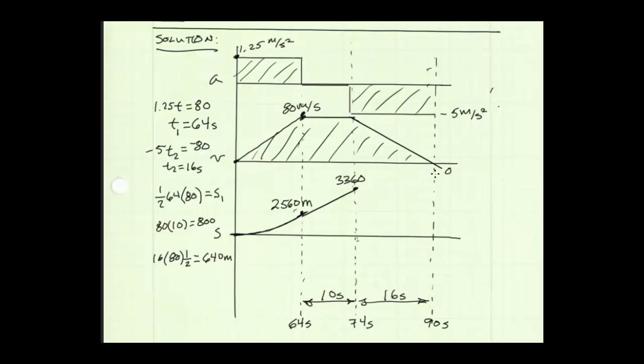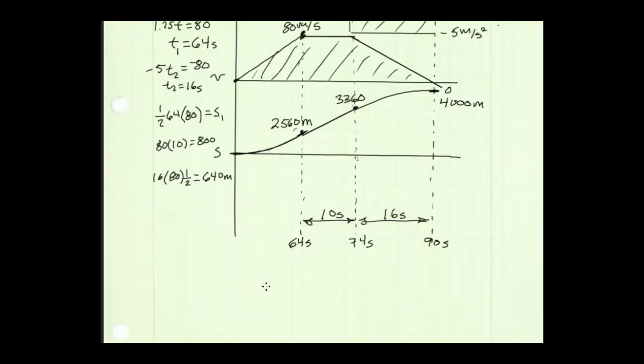Now my slope here has to be 0, and my slope here is 80. So I'm going to have kind of a concave down curve. And at this point, I said I was at 4,000 meters. So the length of my runway has to be equal to 4,000 meters in order to accommodate that airplane. And that is my final answer.